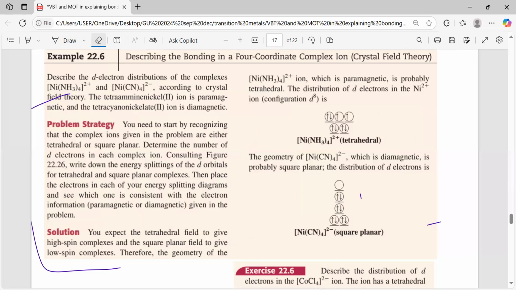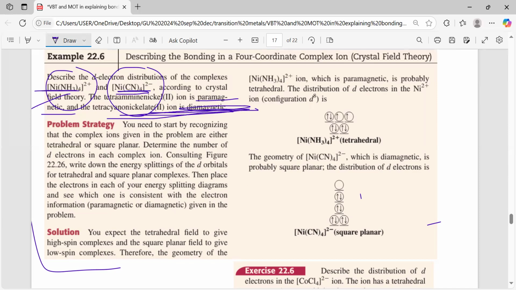Describe the d electron distributions of the complexes of nickel with ammonia and nickel with cyanide according to the crystal field theory. We are told the tetraamine is paramagnetic, meaning that there is no doubling in it. There must be some electrons that are not doubled. Then we are told the tetracyanonickelate is diamagnetic, meaning everything is paired up.